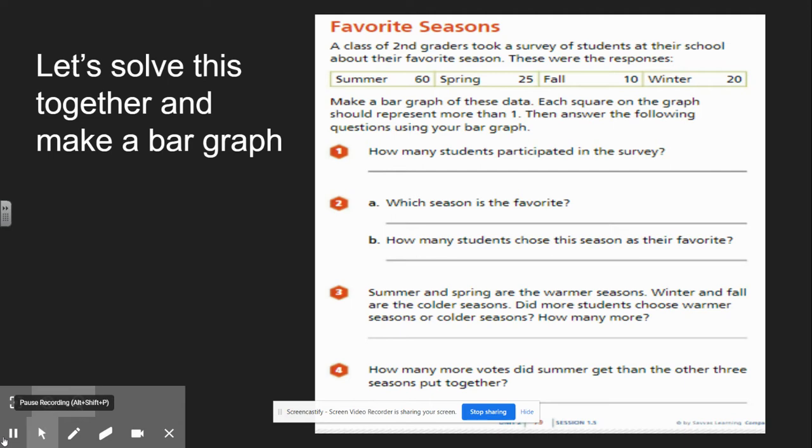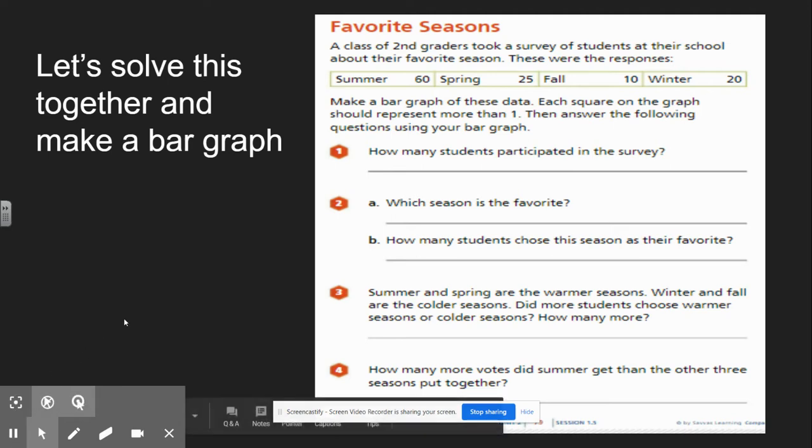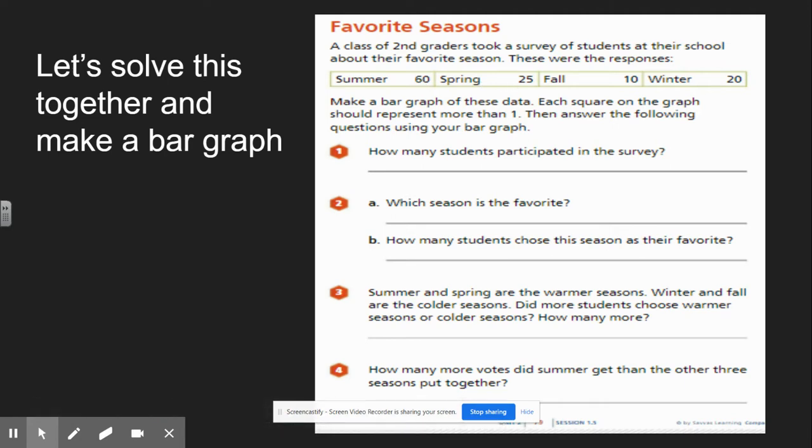Number 1, how many students participated in the survey? So how you would do this is by addition. You would add summer, which is 60, plus 25 in the spring, plus fall, there's 10, and plus 20 in winter. You get a total of 115 students.